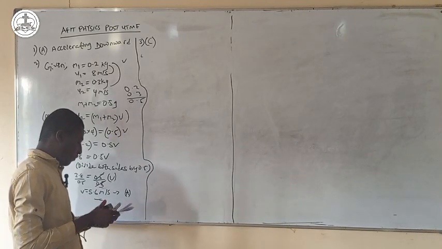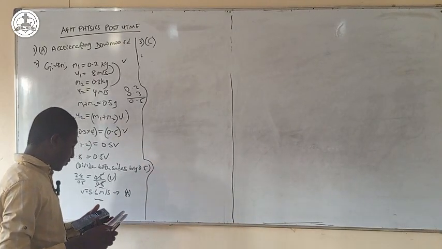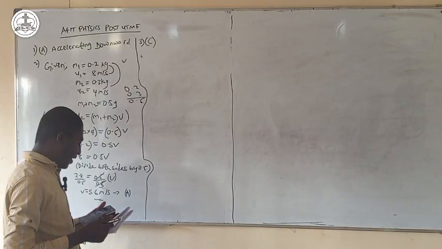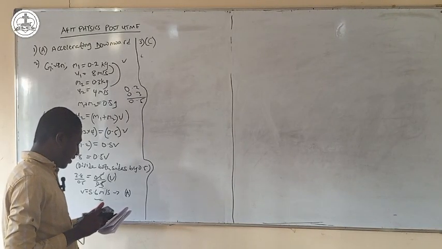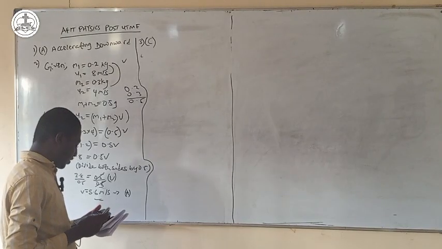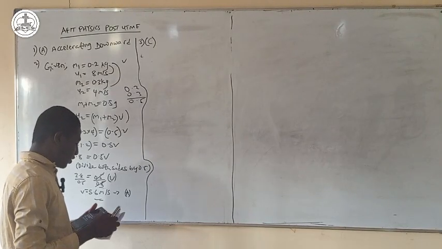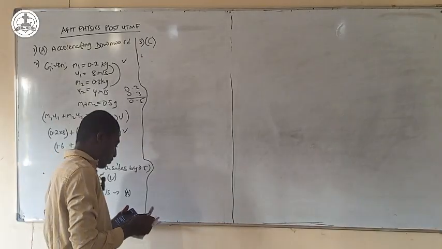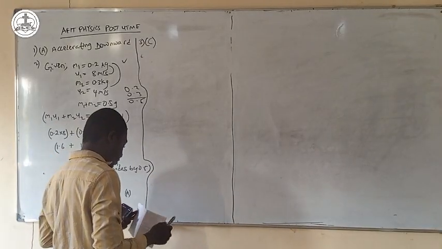So, question 4. Question 4 says a force of 20 Newton applied parallel to a horizontal table is just enough to make a 4 kg block start moving. Find the acceleration when the force is doubled. Okay, so I'm going to solve this.